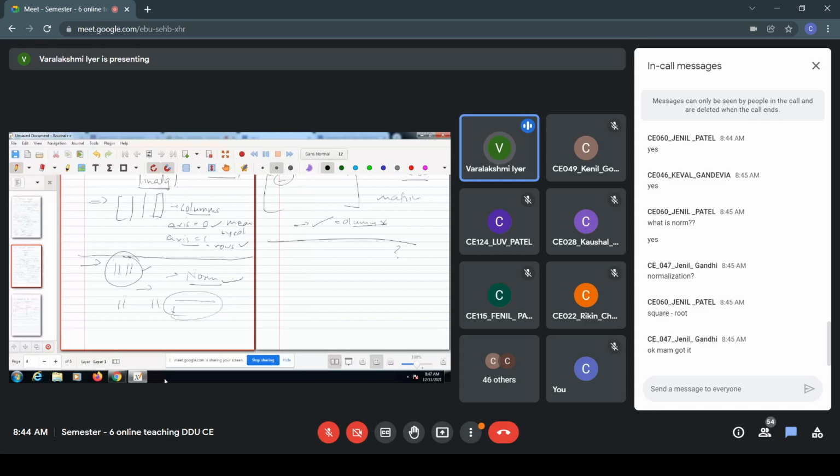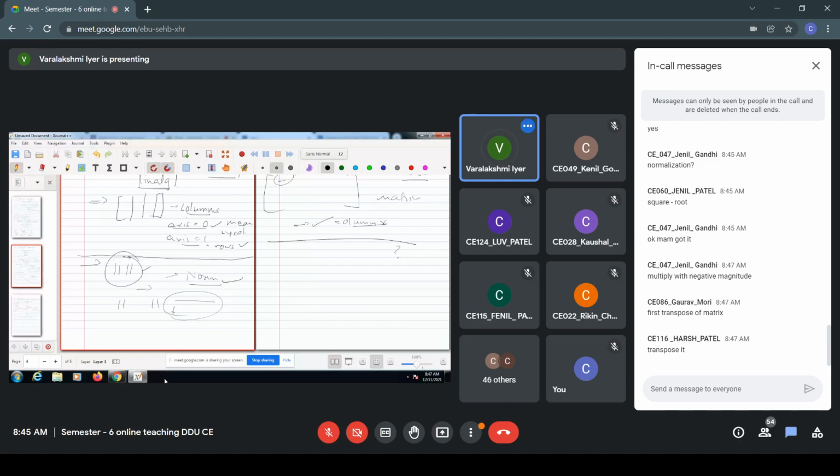Multiply with negative matrix, transpose of matrix, yes. That we can do. We can find the transpose of a matrix, and then we can perform centering and then transpose it back. That is what we can do, right? Daniel is saying multiply with negative magnitude.